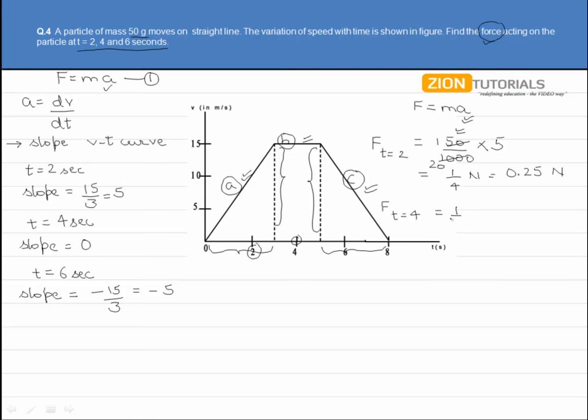Similarly, calculating the force at time t equals 4 seconds is equal to mass into acceleration. Mass is 1 by 20, but the acceleration is 0. Getting the force 0 Newton. So no force is applied in the time period this to this.